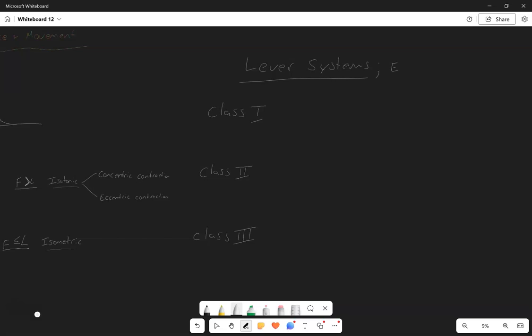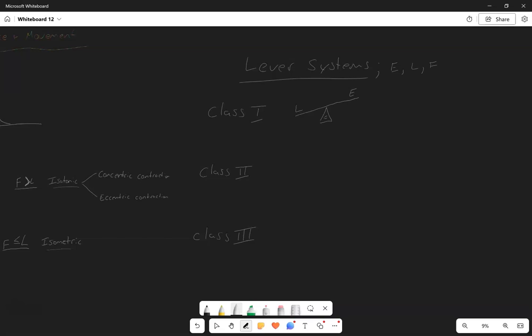or what you will see abbreviated as effort. You will have a load, which is the resistance to the movement, and you will have something known as a fulcrum. So these are the three components of the lever system. The class 1 lever system is your classic teeter-totter lever system, where you have the fulcrum, the pivot point, in the middle, you have the load on one side, and you have the effort on the other side.